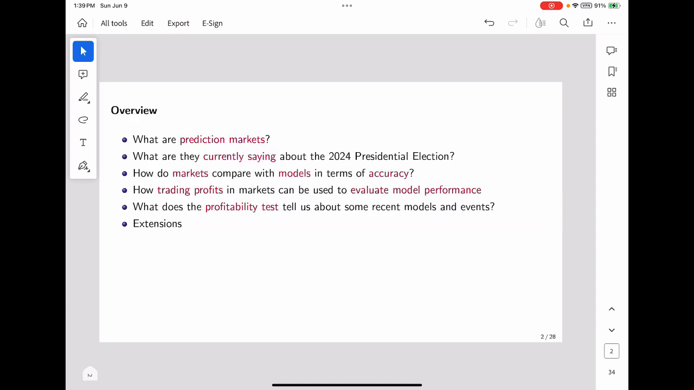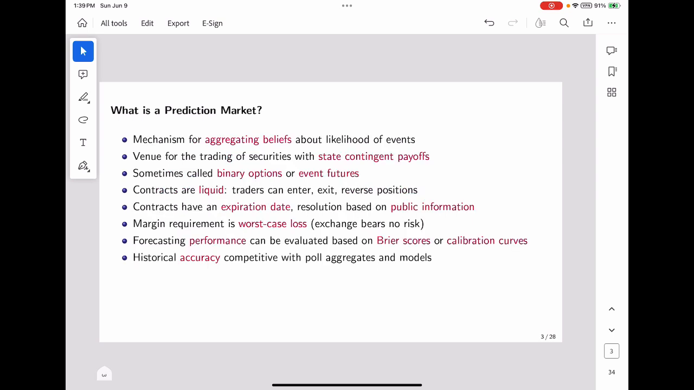I'll start by describing what prediction markets are, how they are structured, how they work. Then we'll talk a little bit about what they're saying about the 2024 presidential election in the United States. We'll see how markets compare with models in terms of accuracy, and then I'll discuss some recent research that introduces something called a profitability test that can be used to measure forecasting performance of models relative to markets and also models relative to each other. And then we'll conclude by talking about some extensions.